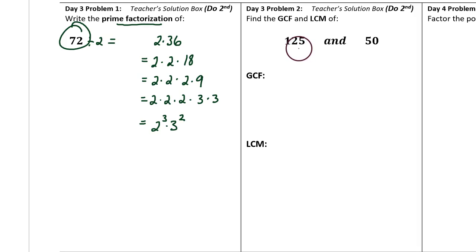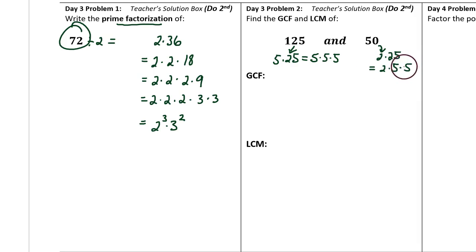25 is a factor of 125, and 25 divides into 50 as well, so it's a common factor. But is 25 the greatest common factor? To help us get the greatest common factor, let's prime factor these numbers. 125 is equal to 5 times 25. And in turn, that is equal to 5 times 5 times 5. The number 50 is equal to 2 times 25, or in turn, 2 times 5 times 5.